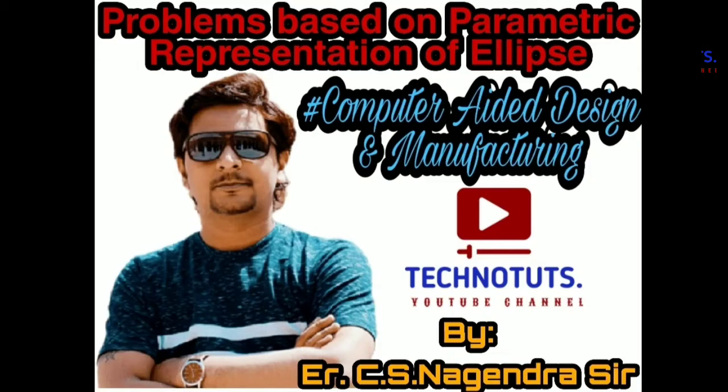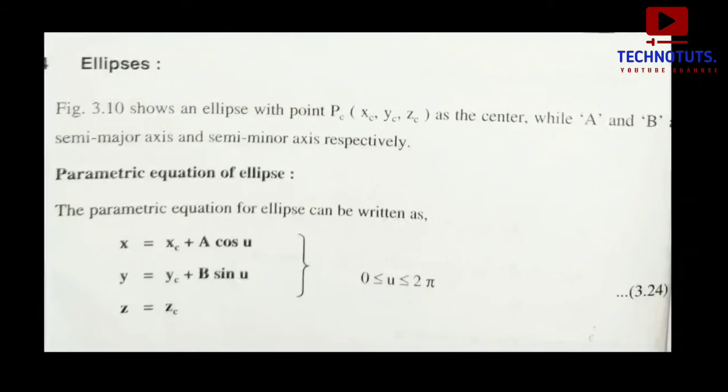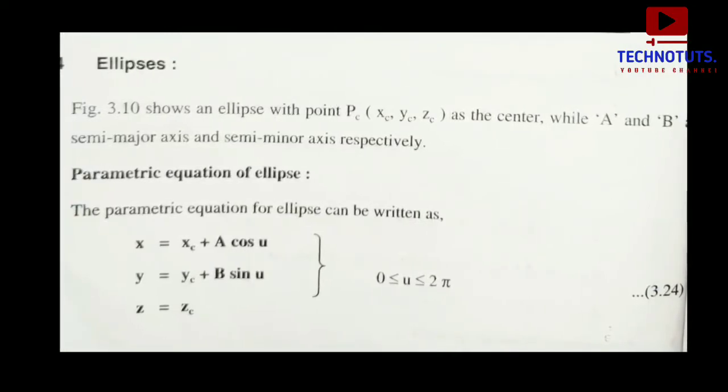Let us see what we mean by an ellipse. An ellipse has a center point PC having coordinates xc, yc and zc as the center, while A and B are the semi-major axis and semi-minor axis respectively.